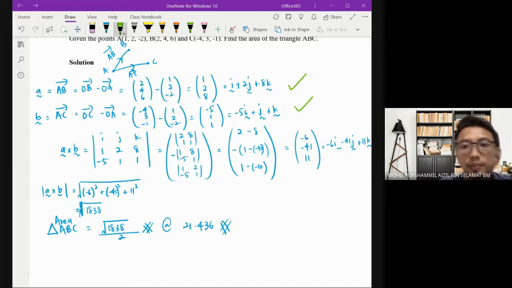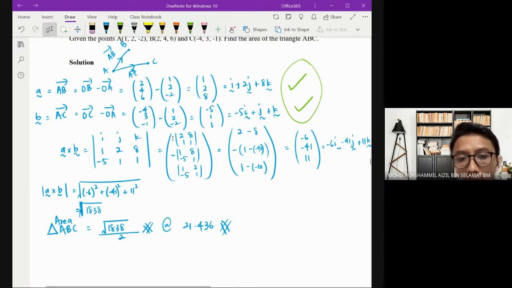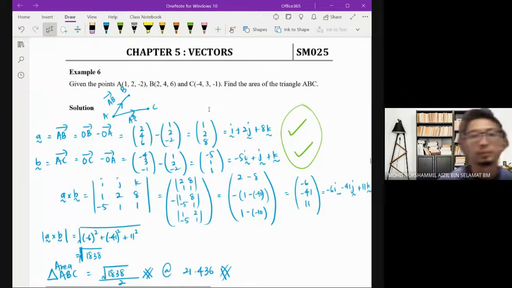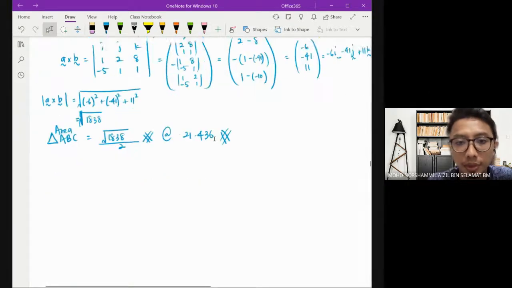Okay. Ini je lah yang dia punya trick dia kat sini. Dua line ni. Finding vector A, vector B dulu. Baru kita boleh dapatkan dia punya cross product and then magnitude of the cross product and then divided by 2 to get the area. Okay guys, can we proceed? Boleh? Okay lah, saya proceed lah.